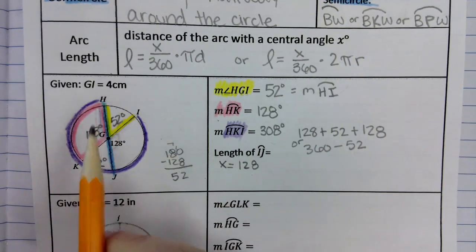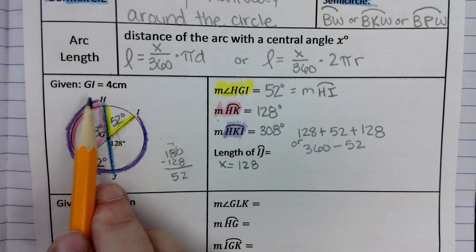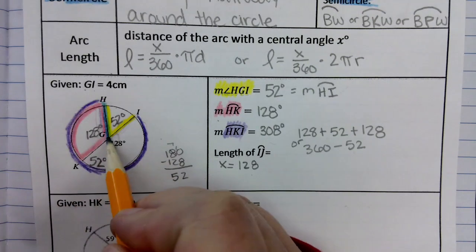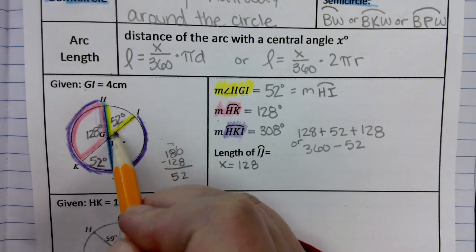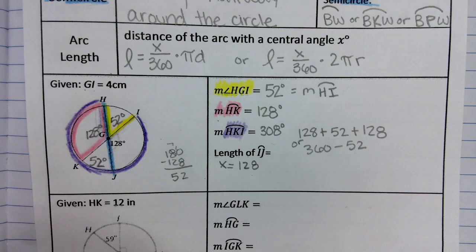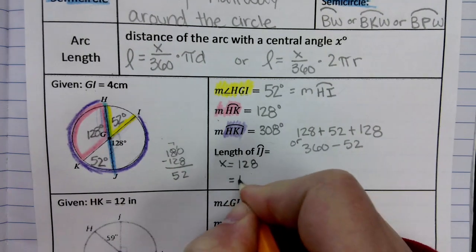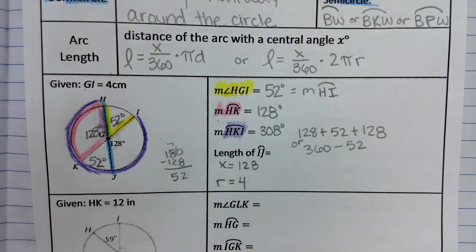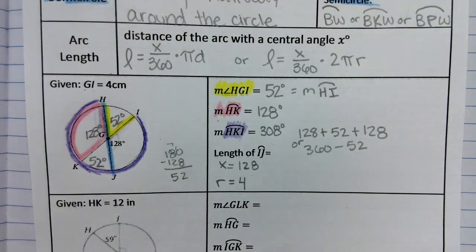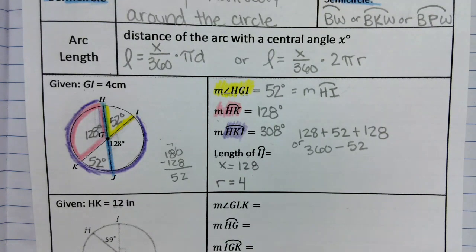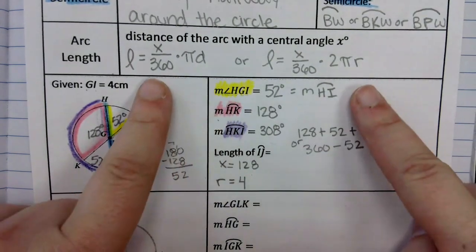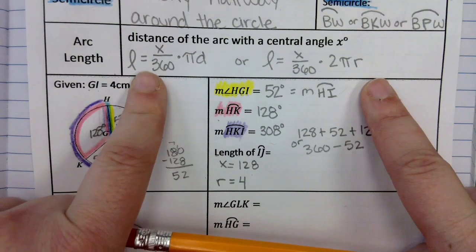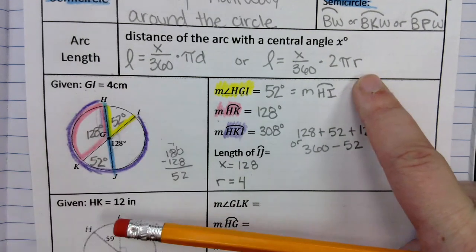So now I'm going to use which formula? The x over 360 times pi, or x over 360 times 2 pi r. The 2 pi r, good. So we're going to do x over 360. Our x is 128 over 360 times 2 pi times, what's our radius? Radius is 4. So we're just plugging it into that formula because we're saying we're going to take that whole circumference, 2 pi r, but we only want 128 degrees of it.